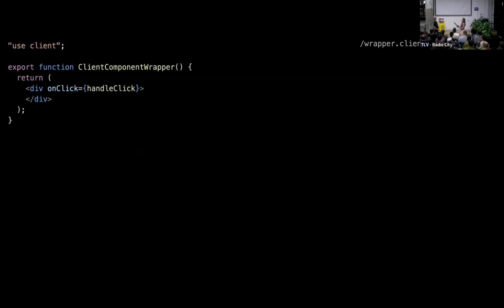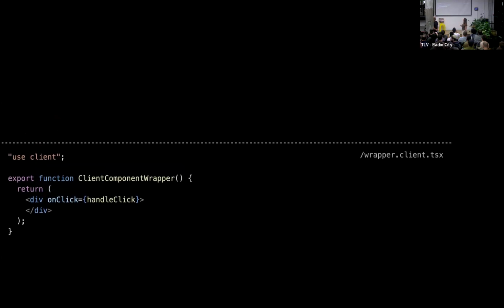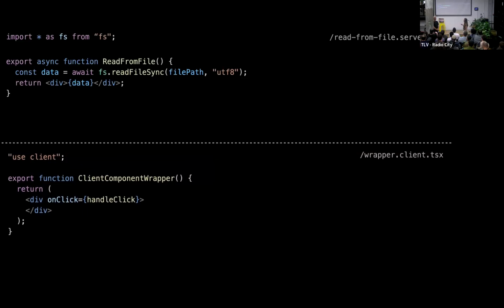This is why this component has to be a client component. Now, let's say I have a server component. Okay, I have this server wrapper, and we're on the server, right? So we can do stuff that we do on the server. We can call the file system.